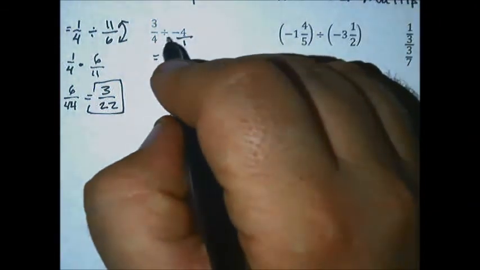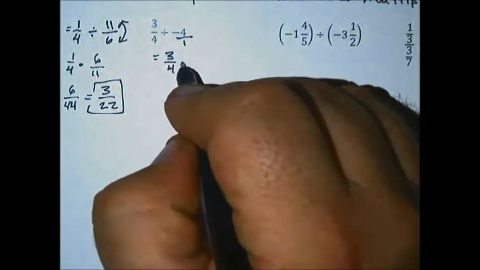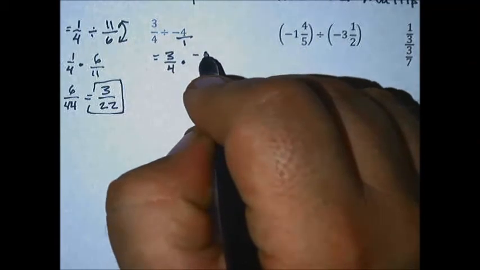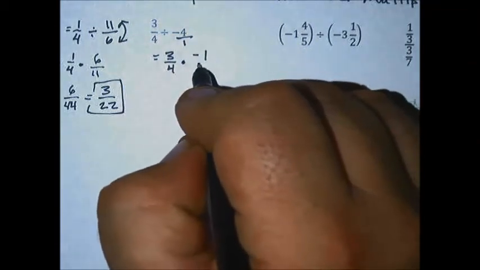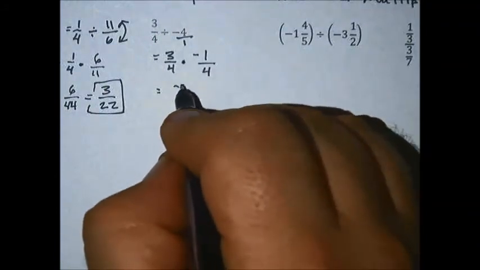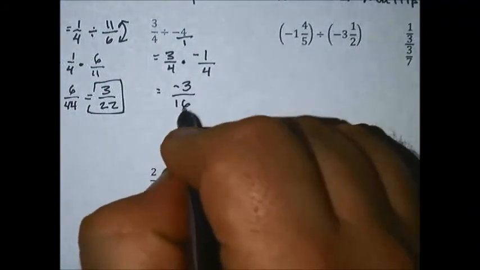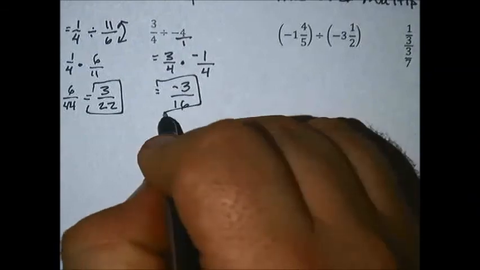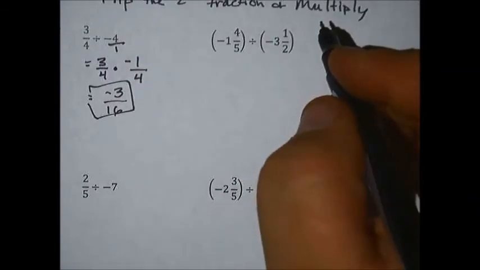This is actually -4 over 1. And to divide, I want to flip that. Doesn't matter where the negative goes. I usually put it on top. Now it's a -1 over 4. 3 times -1 is -3. 4 times 4 is 16. Done and done. Okay, moving on.